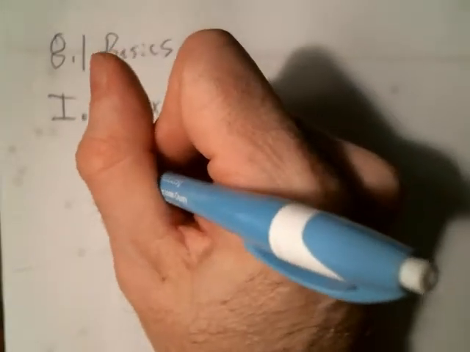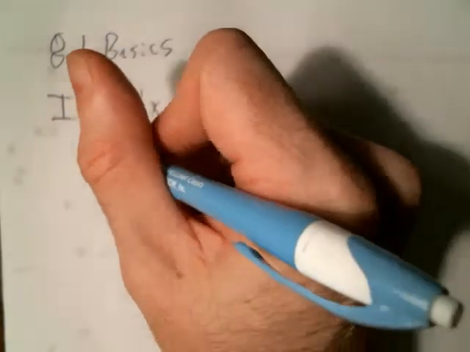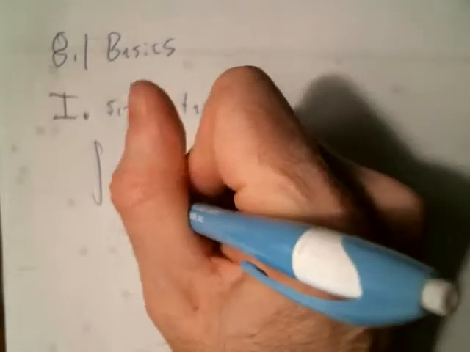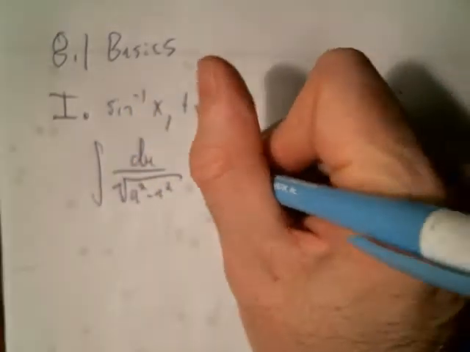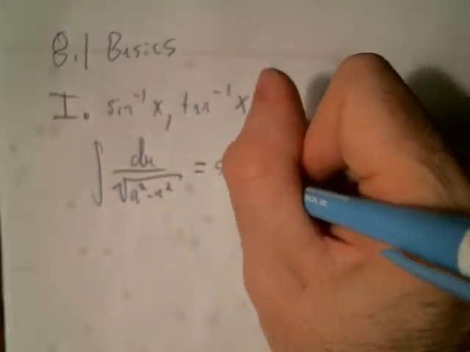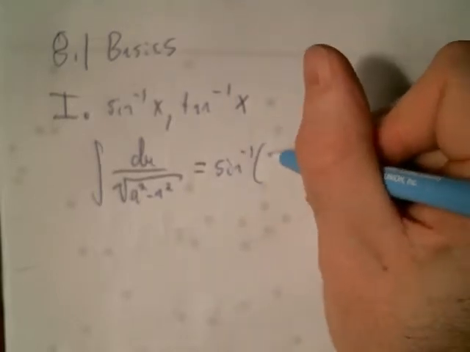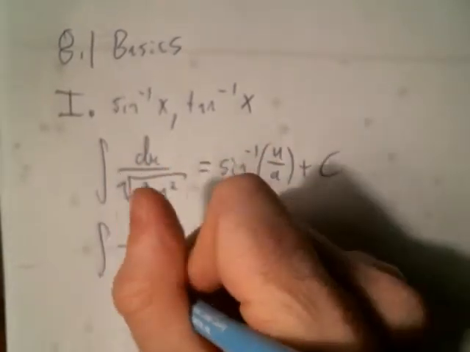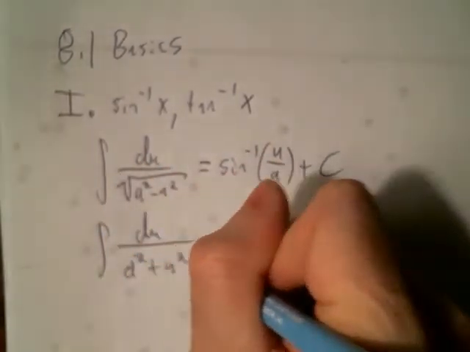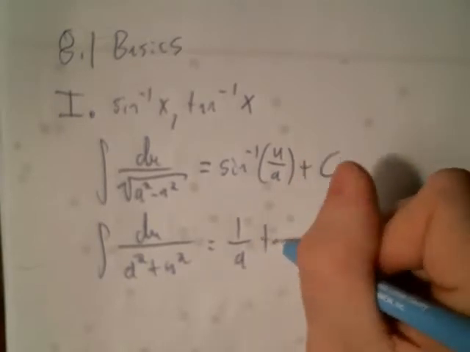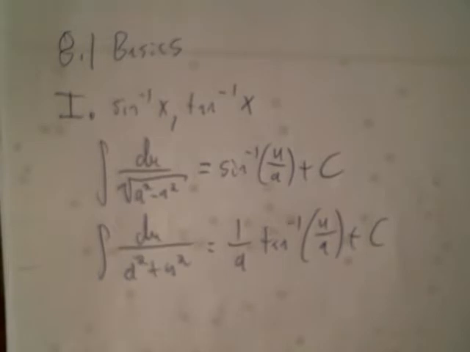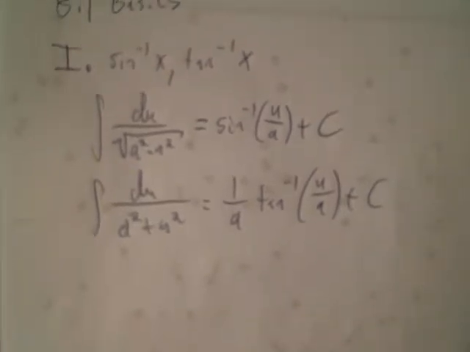So what? Well, the integral of du all over the square root of a squared minus u squared is going to be sine inverse of u all over a plus c. And then the integral of du all over a squared plus u squared is 1 all over a tan inverse of u all over a plus c. Okay, so we've seen those before. I want you to have those memorized. They are very common.